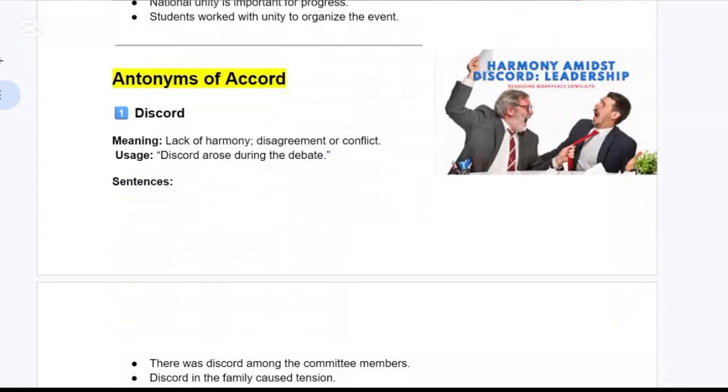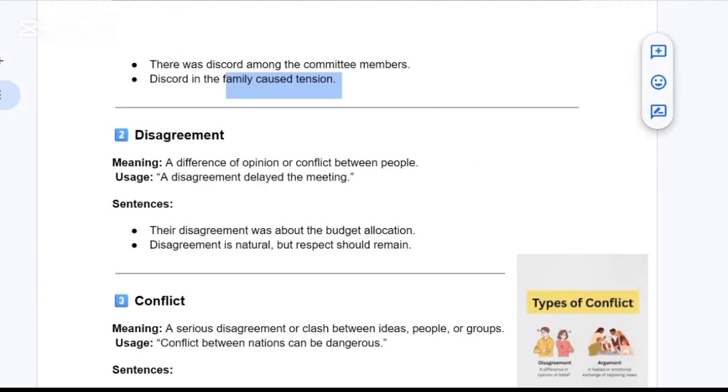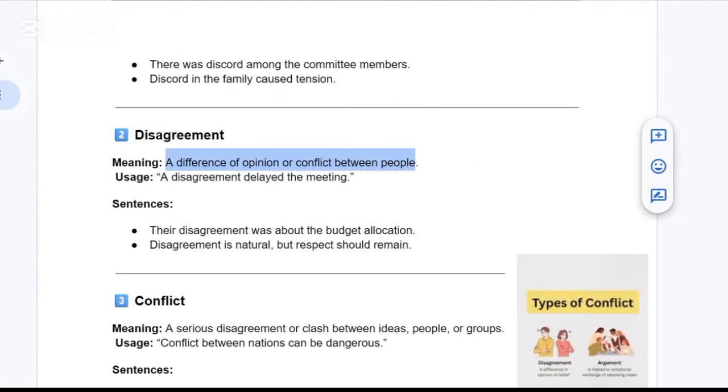Let's discuss antonyms of accord. Accord was living in harmony, and discord is the opposite: lack of harmony, disagreement, or conflict. Discord arose during the debate. There was discord among the committee members. Discord in the family caused tension.